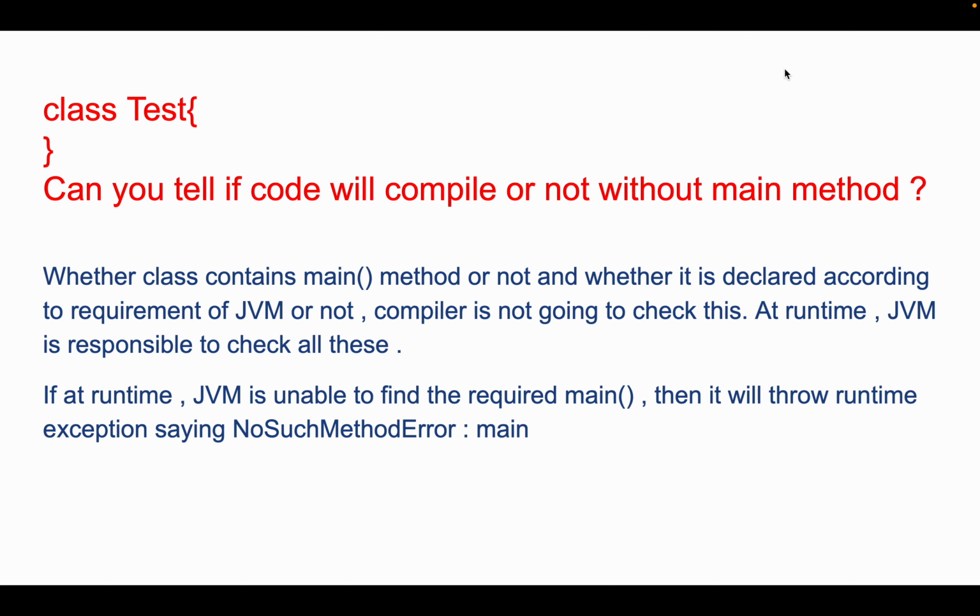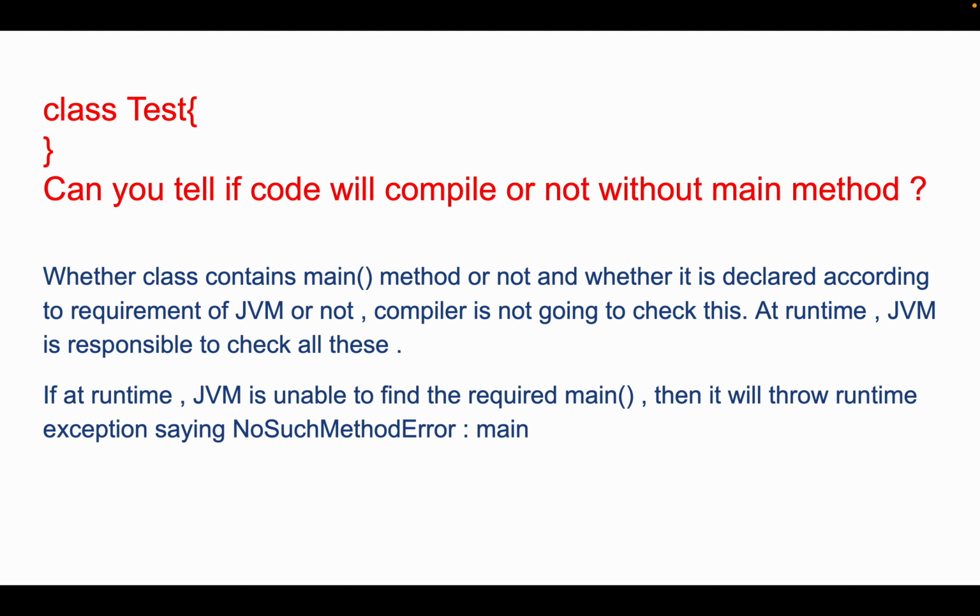So the next type of question that might come is: if we write a class with just the class name as Test, and we do not have anything inside it, can you tell if the code will compile or not without a main method? The answer to this depends on whether the class contains a main method or not, or whether it is declared according to the requirement of the JVM or not. The compiler is not going to check this. At runtime, the JVM is responsible for checking all these.